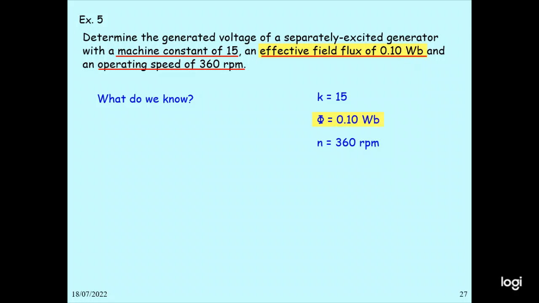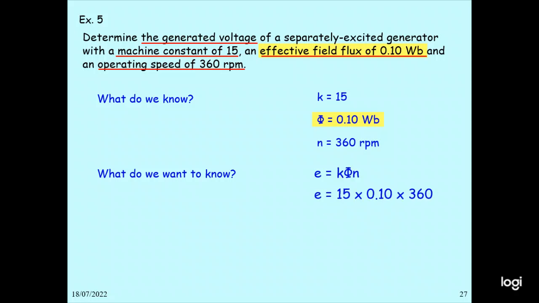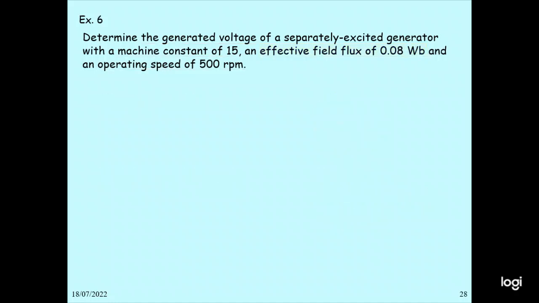The next problem. Determine the generator voltage of the separately excited generator with a machine constant of 15, effective flux of 0.08 Weber, and an operating speed of 500 RPM. What do we know? K equals 15, phi equals 0.08 Weber, and n equals 500 RPM. What do we want to know? E equals K phi n. So 15 multiplied by 0.08 multiplied by 500, you get 600 volts.